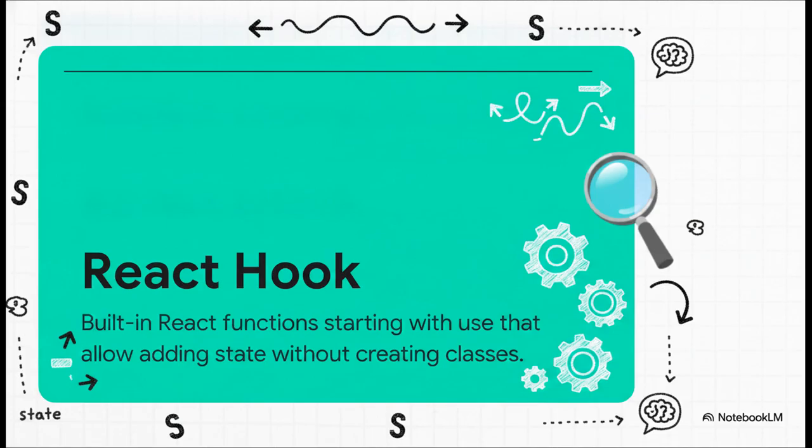A hook is a built-in React function that lets you add state, which basically means memory, to your application. All hooks start with the word use. The most common one you're going to rely on is useState. With hooks, you completely avoid writing complex class structures. You just plug straight into React's powerful functionality.